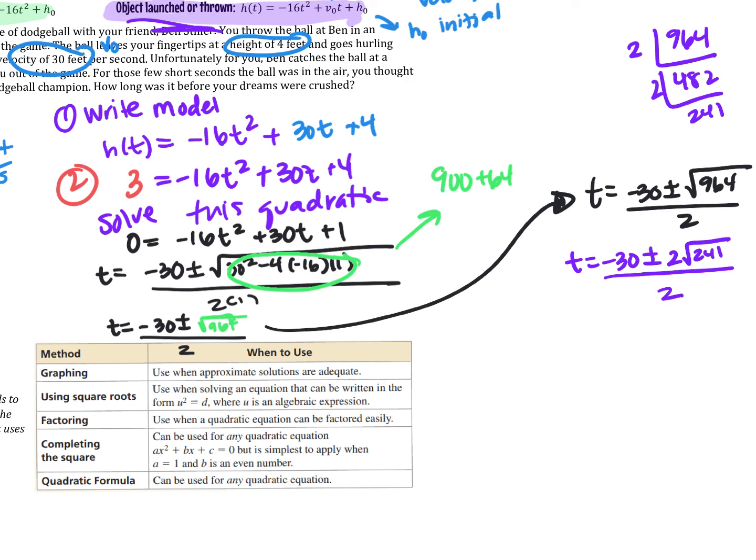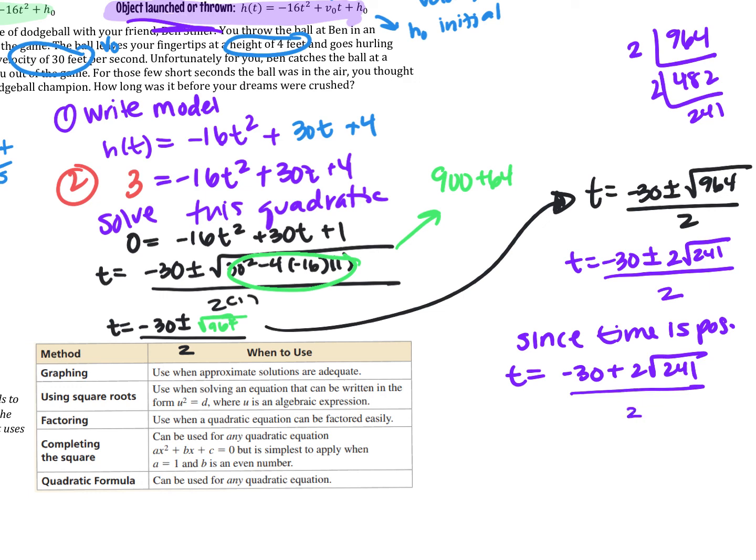Now this question is asking me about time, so it's not going to make sense for me to talk about a negative number. And if I do negative 30 minus whatever that number is, it's going to be a negative number. So in terms of me answering this question, I'm only going to look at the positive number. So I'm going to just say, since time is positive, what we're really saying is negative 30 plus 2 times the square root of 241. That's going to be some sort of positive number all over 2.